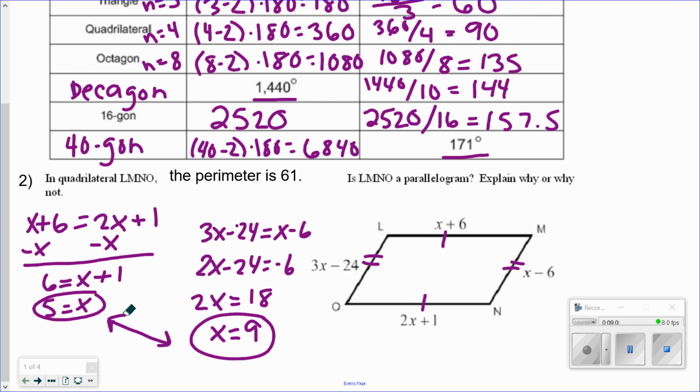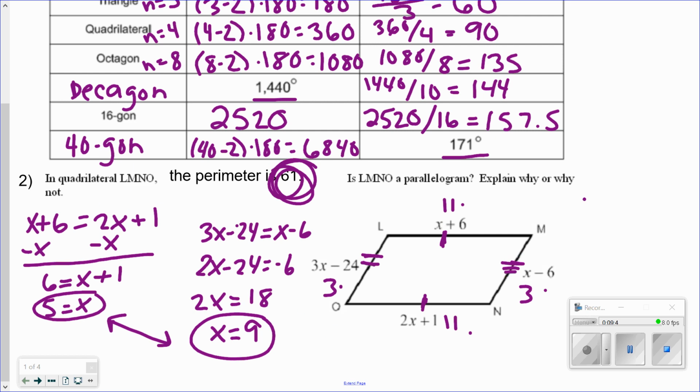And then if I were to actually plug in these side lengths, for these two, I had that x is equal to 5. So that would mean this is 11, this is 11. And for these two equations, I had that x is equal to 9. If I plug that in, I would get 3 and 3. Well, if you add these up, 3 plus 11 plus 3 plus 11, that does not equal 61, which is supposed to be the perimeter. Therefore, this is not a parallelogram.